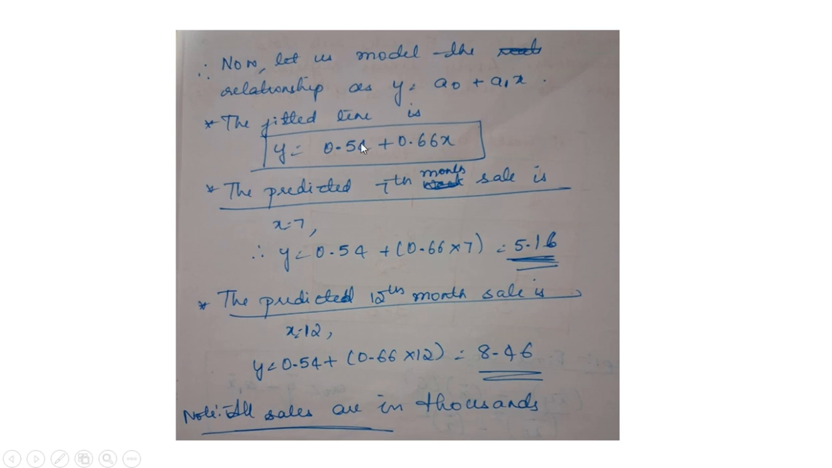So the best fit line is where I have these A0 and A1 values. The equation is y is equal to A0 plus A1 x. A0 you get 0.54, A1 is 0.66. Now to predict the 7th month sale, just take the value of x as 7, and you get 5.16 as the sale.